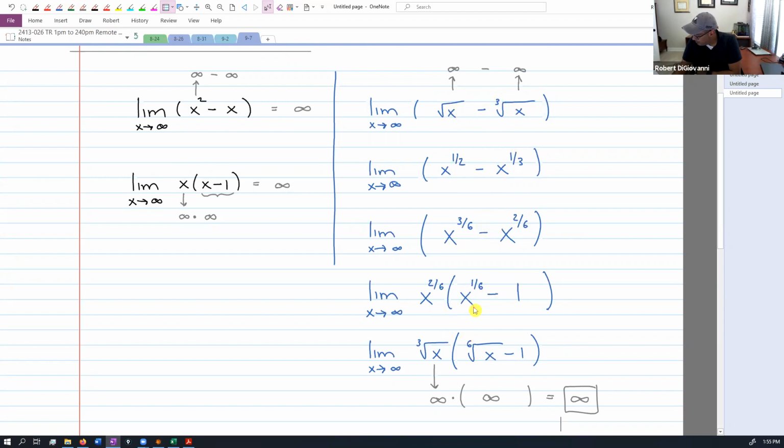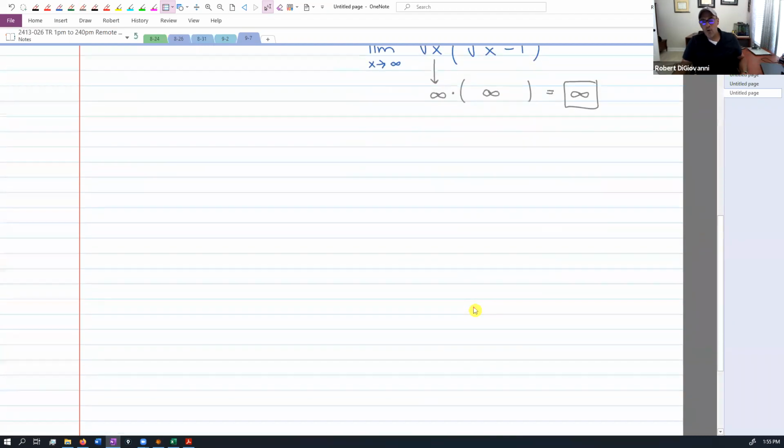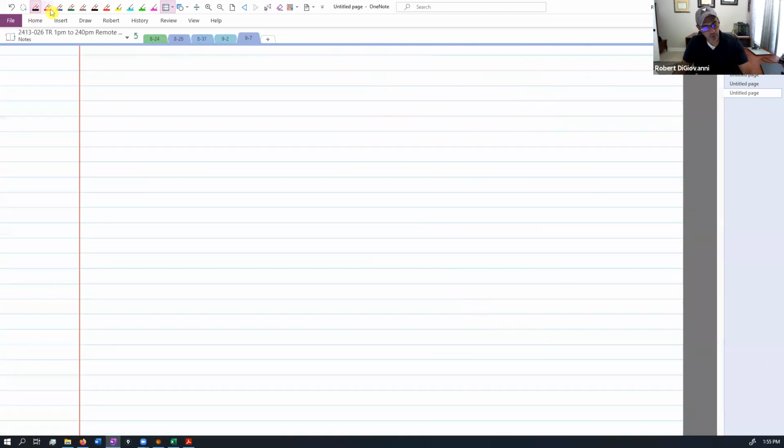Okay. One more? Yeah, one more. Limit as x goes to negative infinity. First time we've seen this. And then let's go 1 plus x to the 6th over x to the 3rd plus 1.